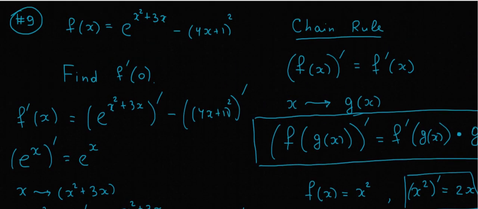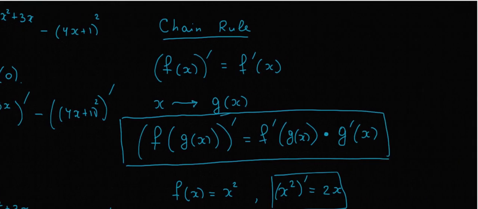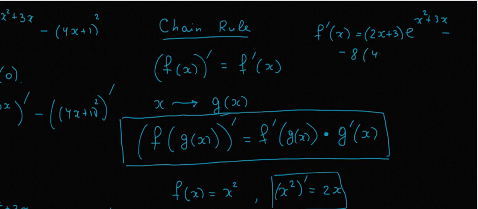Okay, so now we can return back to our function. I've calculated the derivative of both terms. And let me just write the result. I think I have a little bit of space here. So f prime of x will be equal to 2x plus 3 times e to the power x squared plus 3x minus 8 times 4x plus 1.